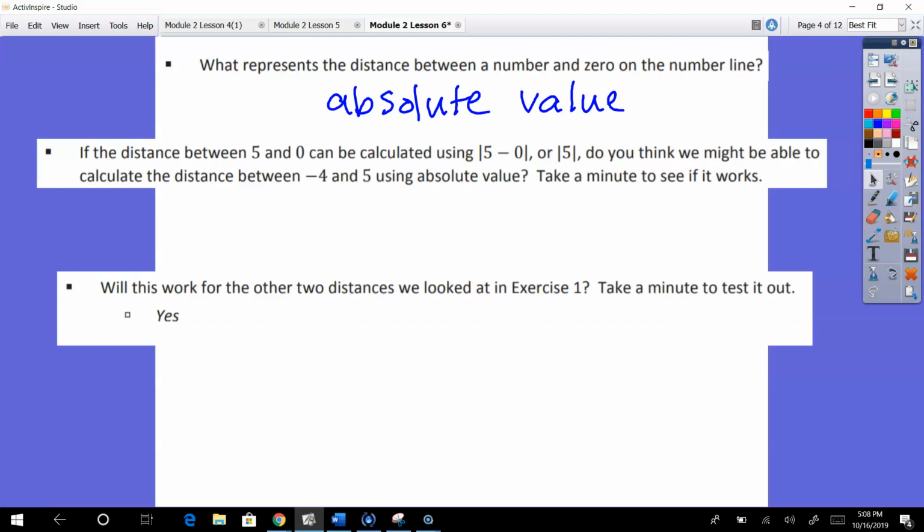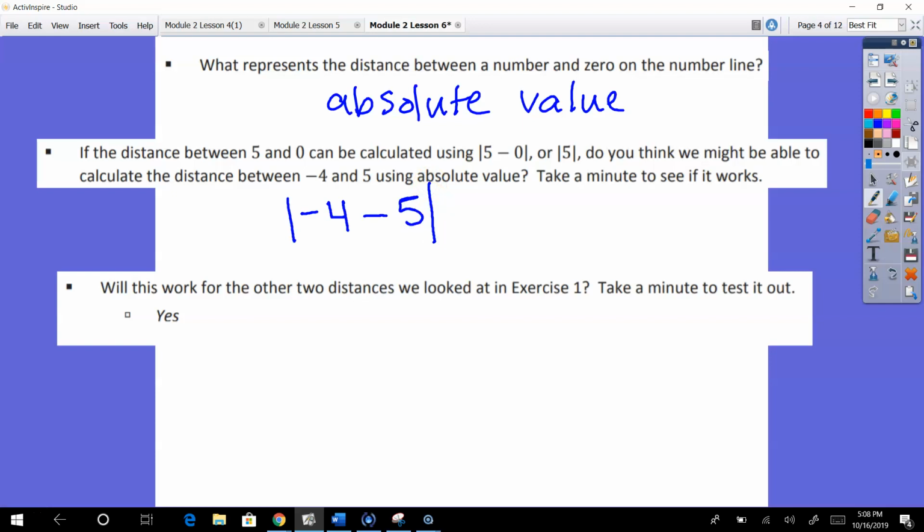Calculating the absolute value of 5 minus 0, or the absolute value of 5, do you think we might be able to calculate the distance between -4 and 5 using absolute value? So we're going to take a minute and see if it works. So the absolute value, -4, we said 5 minus 0. So we have -4, and we're going to do minus 5.